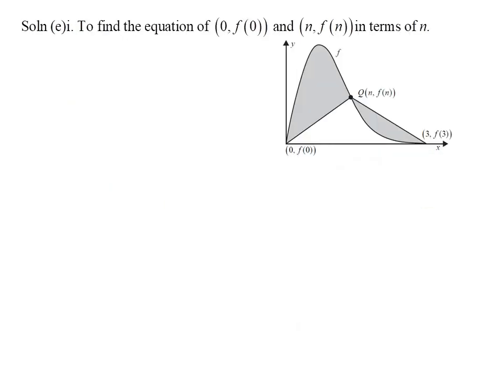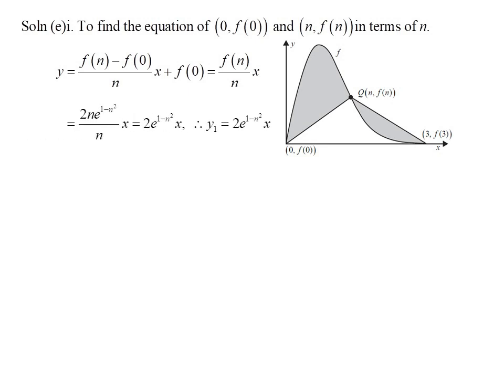Part E has three subparts. Subpart 1 is to find the line equation connecting points 0, f of 0, and n, f of n, in terms of n. Generally speaking, the line equation can be established based on any given 2 points. So we have y equals (f of n minus f of 0), all over n, times x, then plus f of 0, which equals f of n times x over n, which equals 2 times e to the result of (1 minus n squared) times x. So y1 equals 2 times e to the result of (1 minus n squared) times x.